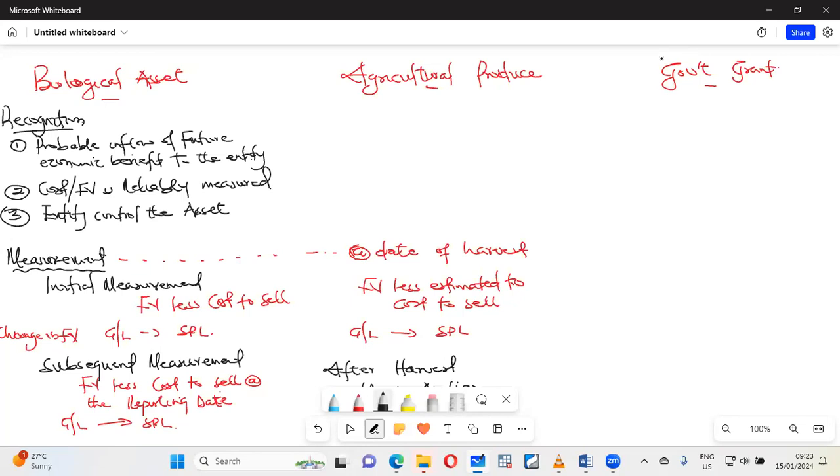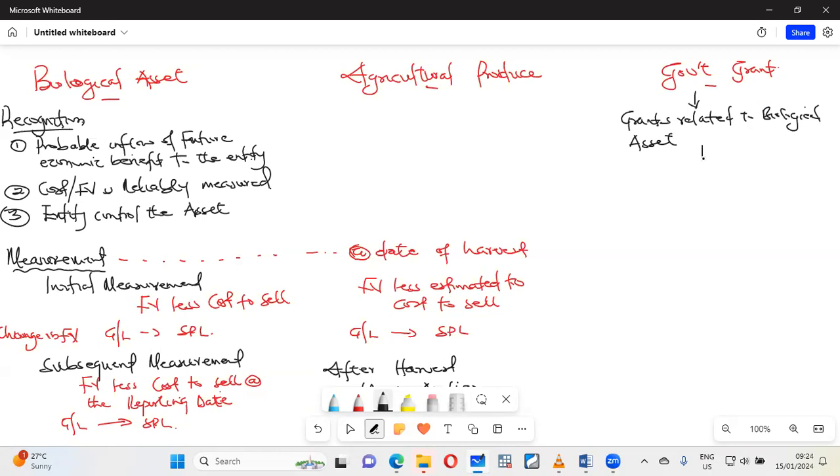All right, so now let's look at the government grant aspect. So here we are talking about grants, government grants in respect of what? Biological assets. So we are looking at grants that are related to biological assets. So if the thing is not for biological assets, please don't apply IAS 41. Go and apply IAS 20. All right, so that is that. Now, how do we treat this?